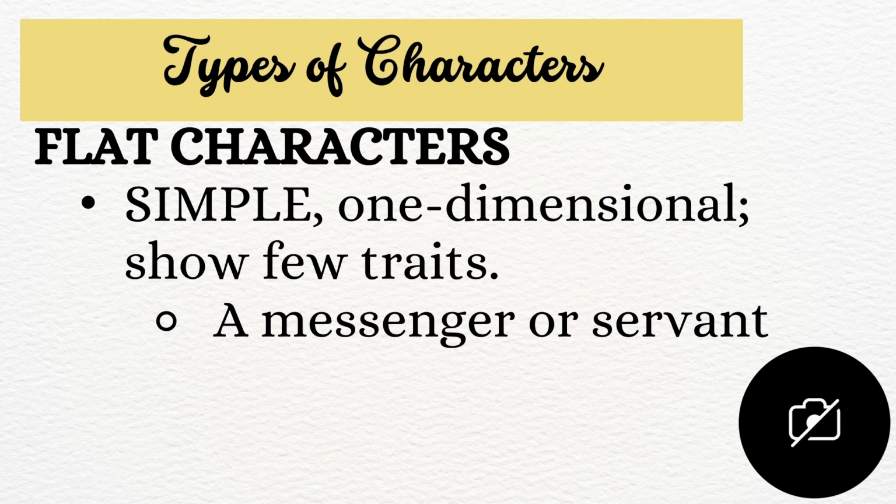Next type is a flat character. Now, these last two types, the flat and the round, could be identified in the other mentioned types of characters. So, when we talk about a flat character, we talk about a simple type of character, a one-dimensional one. I mean, this kind of character shows only a few traits. Like, for example, a messenger or servant in Romeo and Juliet. From the beginning to the end, their only job is to serve. They have not much to say. Their only purpose is to do what they are asked to do.